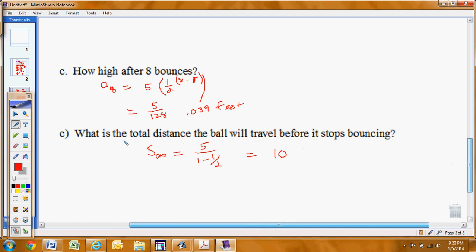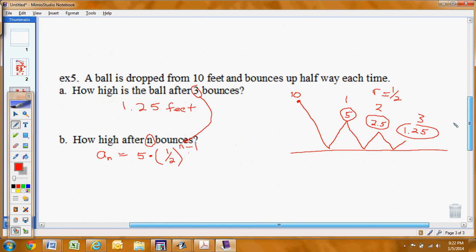Now, if you circle that answer, at least you understood that's what it seems to be approaching. But I love this question because it says, what is the total distance the ball will travel? 10 is just if I add up all these numbers, the 5, the 2.5, the 1.25, and if I kept adding those numbers, I would get to 10. But notice, every time it comes up to a height of 5, it must have traveled up 5 and then back down 5.